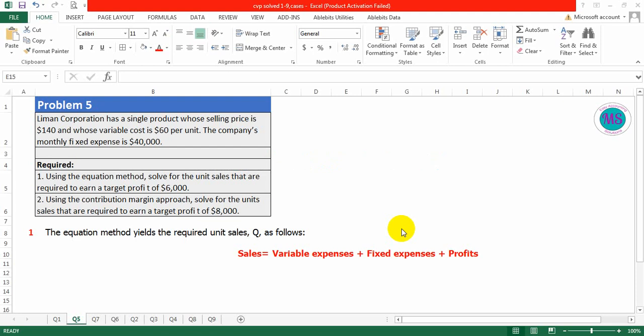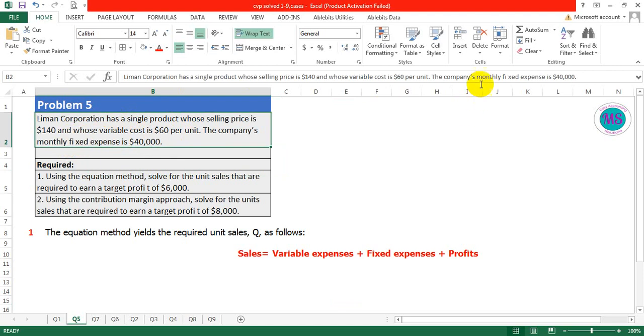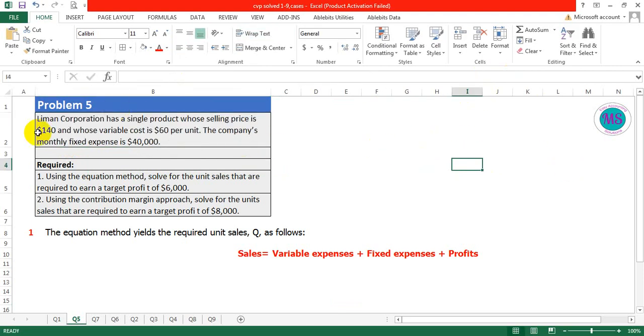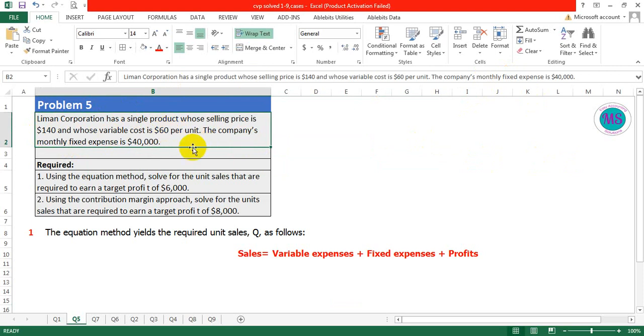In this question, we will calculate the target profit by different methods: the equation method, and the second one is the contribution margin method. Lemon Corporation has a single product whose selling price is 140 and whose variable cost is 60. The company's monthly fixed expense is 40,000. We have three values: 140 selling price, 60 variable cost, and 40,000 fixed.